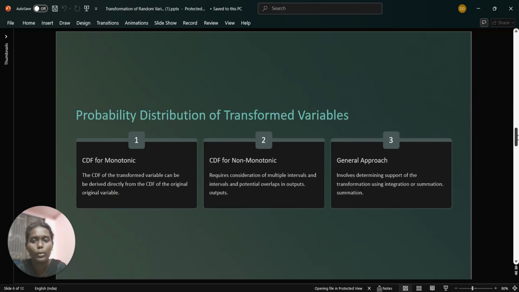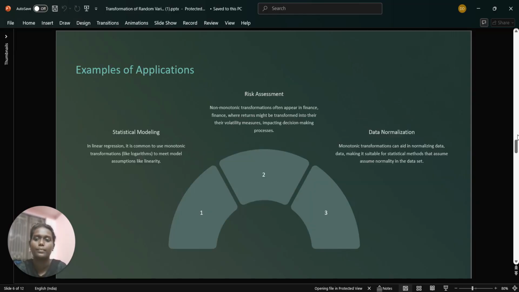Let us understand the probability distribution of transformed variables, which is described by the CDF. The CDF for a monotonic transformation can be derived directly from the CDF of the original variable. The CDF for a non-monotonic transformation requires considering multiple intervals and potential overlaps in outputs. The general approach involves determining the support of the transformation using integration or summation.